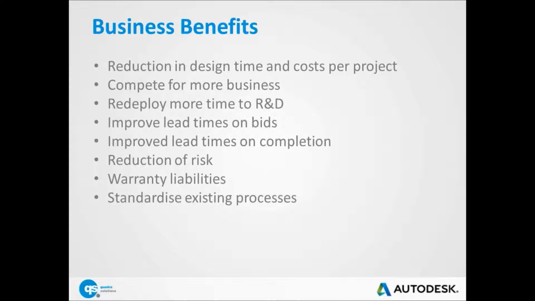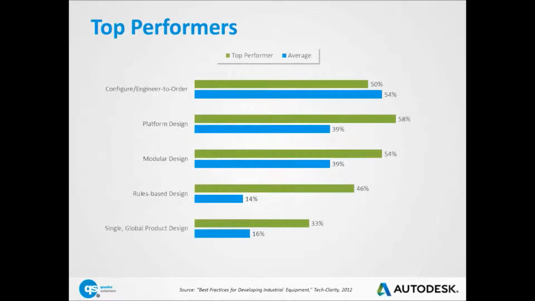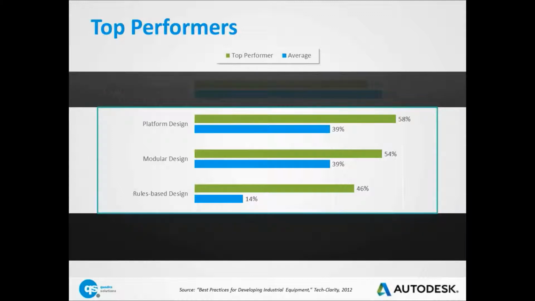Companies are already doing this and are doing it well. So we've got the top performers slide. These people are identified as manufacturing companies who have seen growth of 200 to 250% over the competition. As you can see from the unshaded areas there, these companies are much more likely to use platform design, modular design and rules-based design approaches to optimize their configure to order and their engineer to order processes.